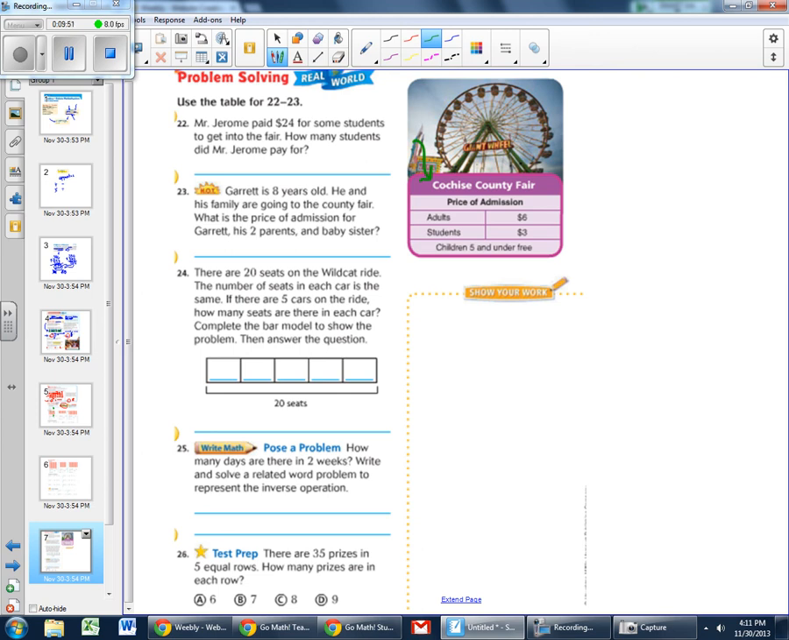Mr. Jerome paid $24 for some students to get into the fair. How many students did Mr. Jerome pay for? So we're going to use our chart. Students are $3. So your problem is 24 divided by 3. You decide which process you are going to use to solve this. Are you going to act it out? Are you going to do a bar model? Or are you going to draw an array? Okay? And make sure that you label that as students.